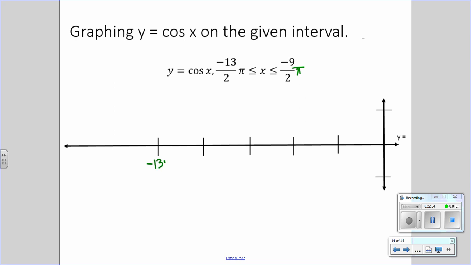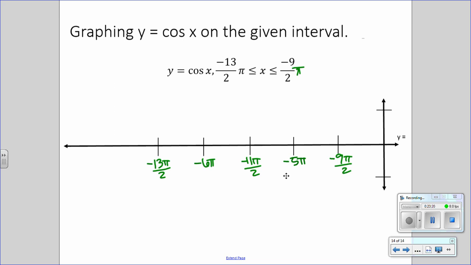Okay. Plugging these values on my axes, I'm going from negative 13 pi over 2 to negative 9 pi over 2. If I do negative 13 pi over 2 plus pi over 2, you're at negative 6 pi. If you do negative 6 pi plus pi over 2, you're at negative 11 pi over 2. And then negative 11 pi over 2 plus pi over 2, you're at negative 5 pi over 2.